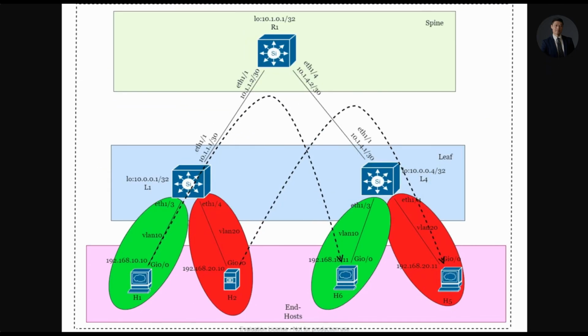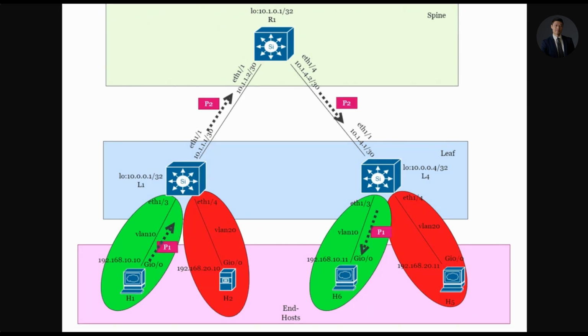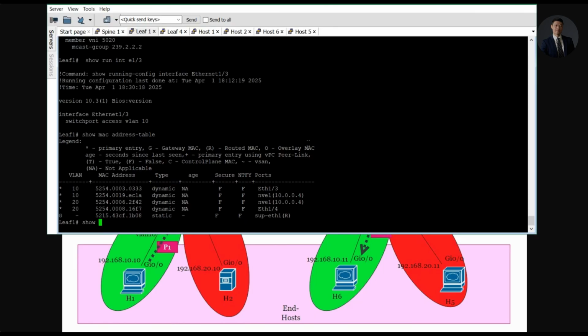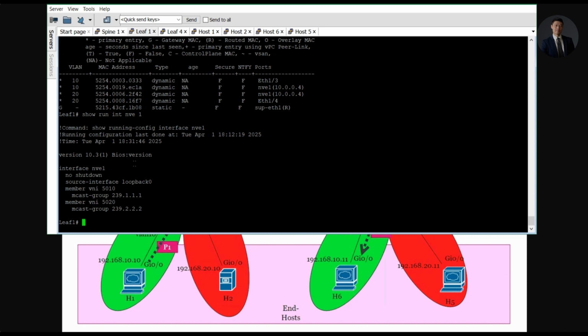Okay, so leaf 1 looks up the MAC address table. What is VLAN 10 for the MAC address? It is broadcast, the MAC address FFFF. Then the result is to send the packet out interface NVE1, which is a multicast IP. This sends the broadcast frame, this layer 2 broadcast frame, to this address.